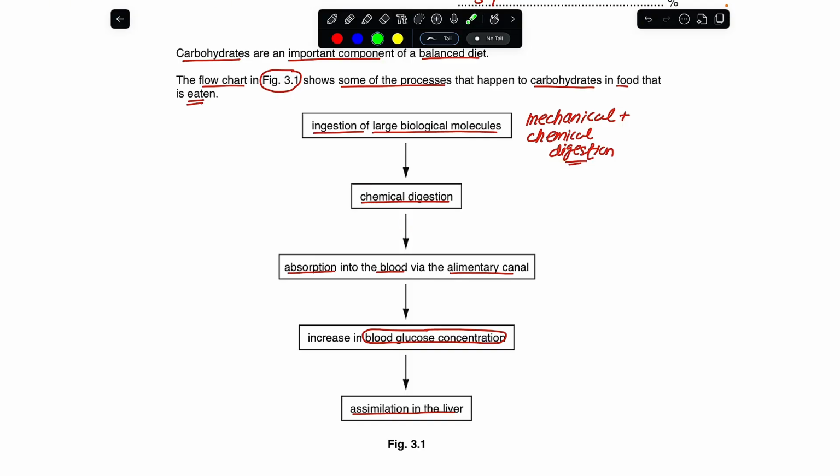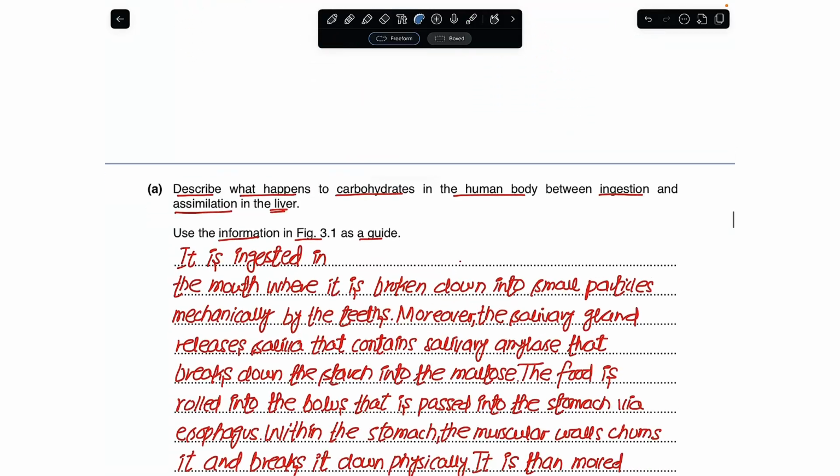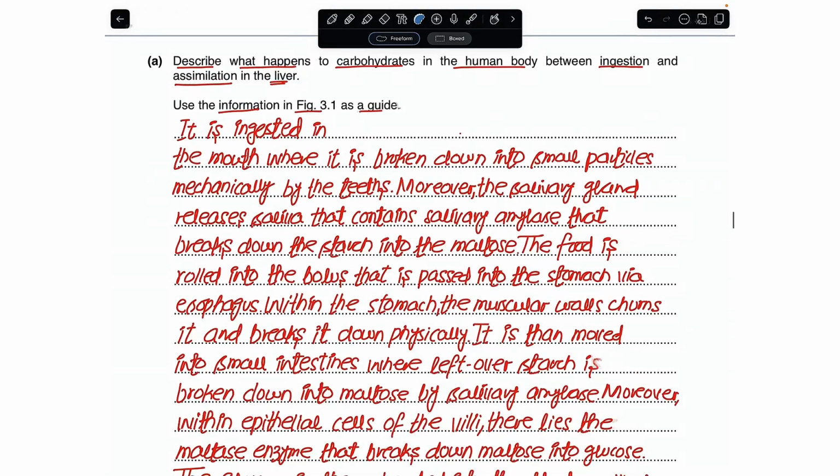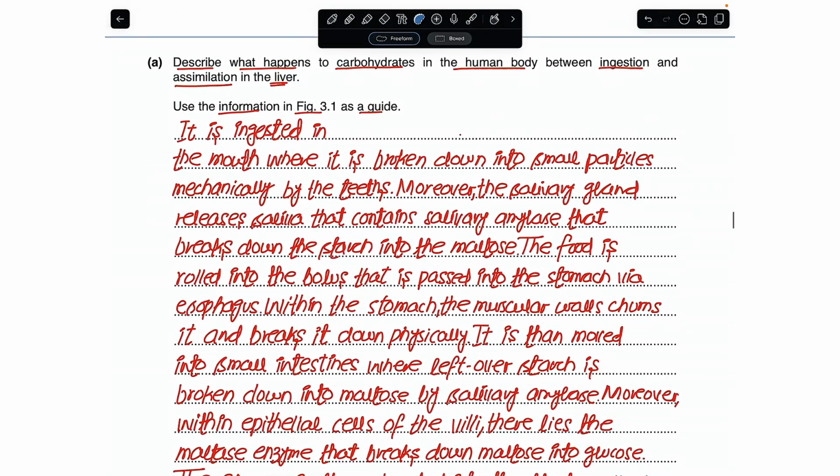Then the pancreas is stimulated to produce the insulin hormone. The insulin hormone comes to the liver, where excess glucose is converted into glycogen, whereas the rest of the glucose is used up for respiration within the liver. So this is how I have explained everything with respect to the points they have given us in the flow chart. Let me take you to my answer, showing how your answer should appear if this comes in your upcoming exams.